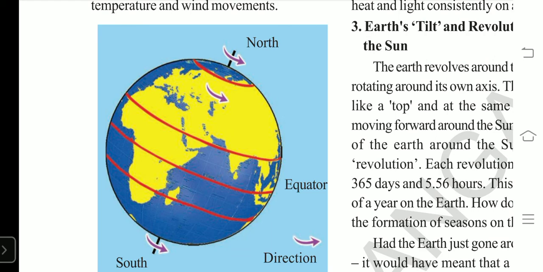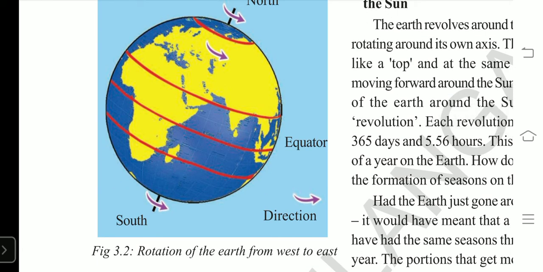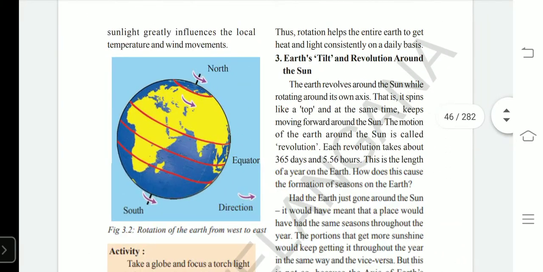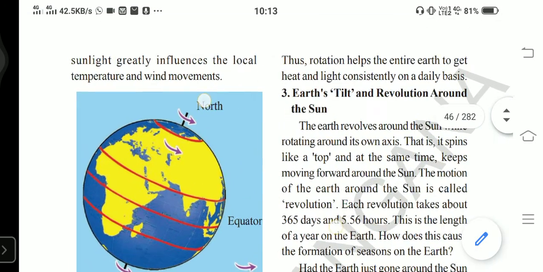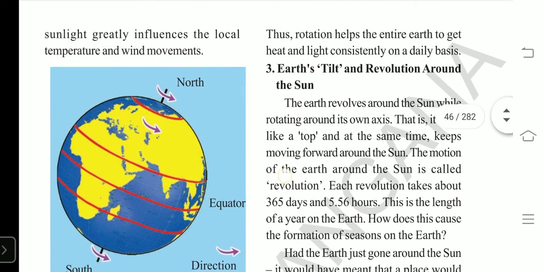Then you should write that if earth does not rotate, then there won't be occurrence of day and night, and we see that life may not be possible on the earth, because both too much heat and too much cold are not fit for water life. Understand? That is the reason. Next, we will look into the tilt and revolution around the sun, right?